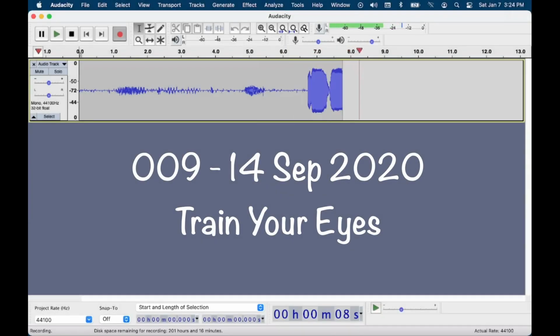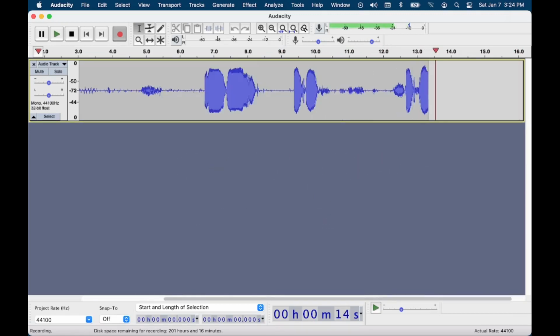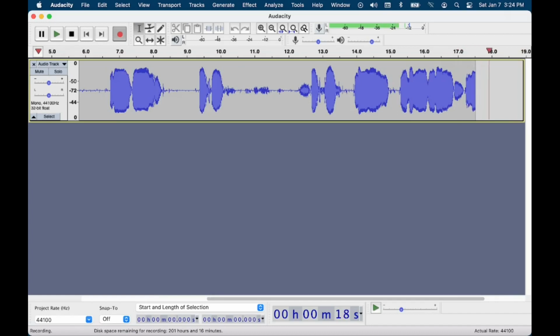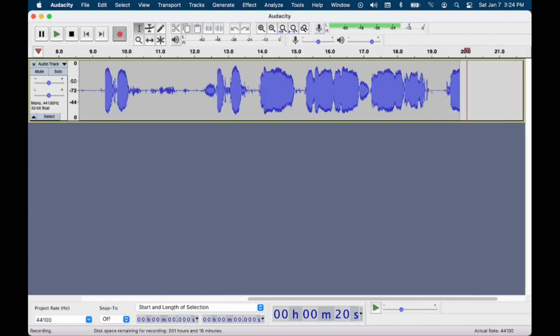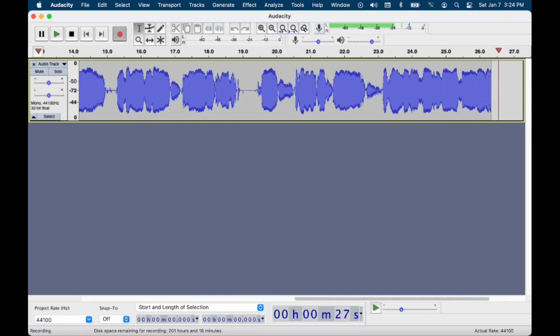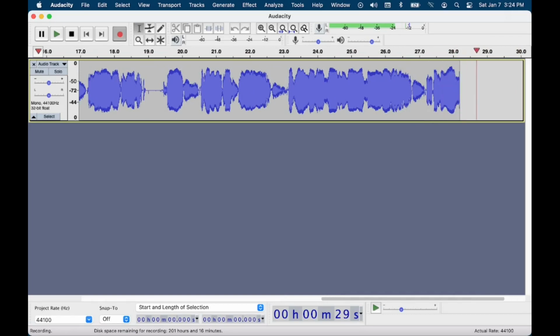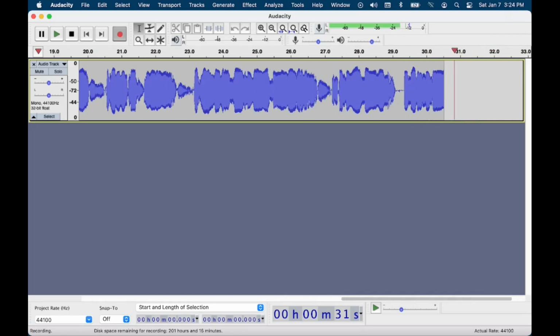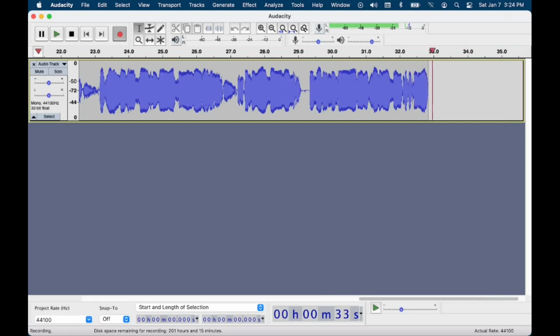Train your eyes. Wait, what? Train your eyes? I thought we were working with audio. What do eyes have to do with it? I know. The title of this tip is a little weird, but one of the things that I've found to be very helpful when I'm doing editing work, especially long-form narration, is having some familiarity with how the waveform typically looks for frequently used words and sounds.